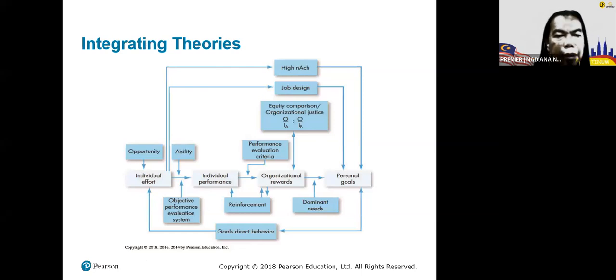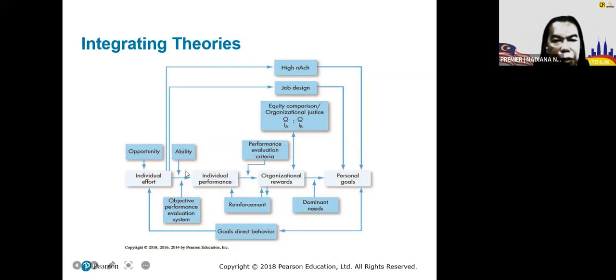Start with where? Start with the opportunity, individual effort. They have high achievement. And then number two, job design. Job design, high achievement goes to the personal goal. The ability, objective performance evaluation system. They look at the performance evaluation system, individual performance or organizational performance.